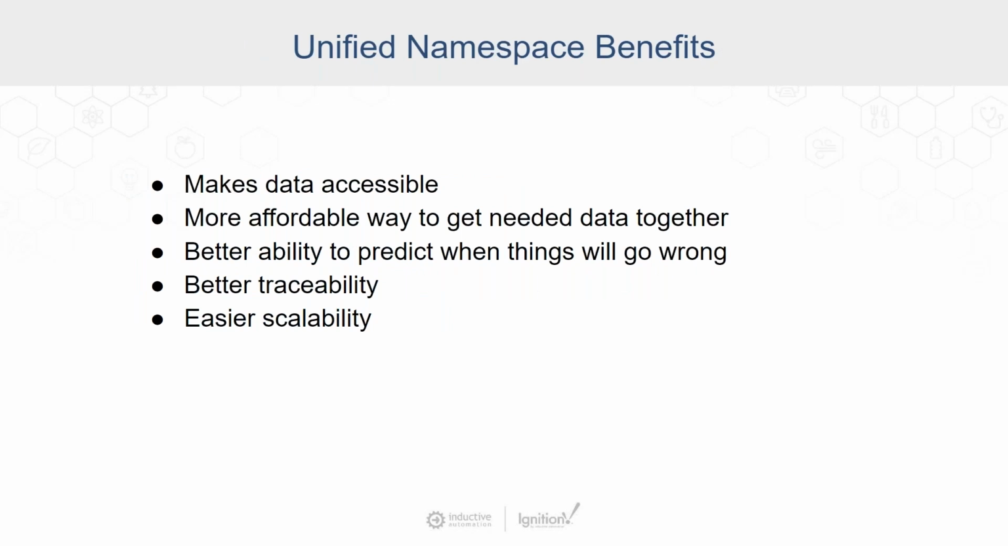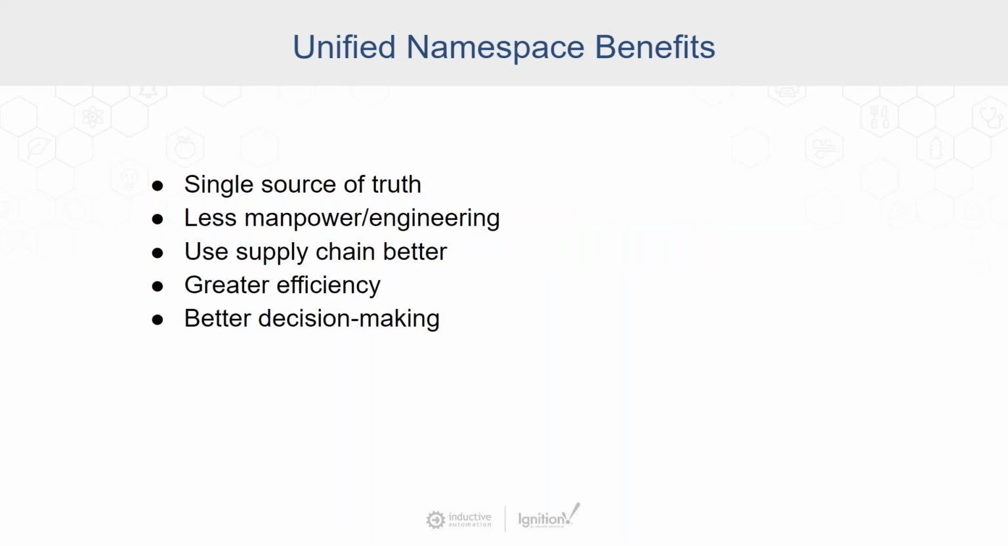So let's take a look at the many benefits there are to a unified namespace. First off, easy access to all your data, right? If you can get all your data into one place, then it's easy to get people or applications access to that data. By having that all streamed through in one way, it also can be more cost effective than having your data being managed by a bunch of separate tools. Also, by having that data in one spot, it's easier to start doing predictions of when things will go wrong, getting more insights into your data. It also provides better traceability of your data, and it becomes much easier to scale your operations a whole lot faster and easier.